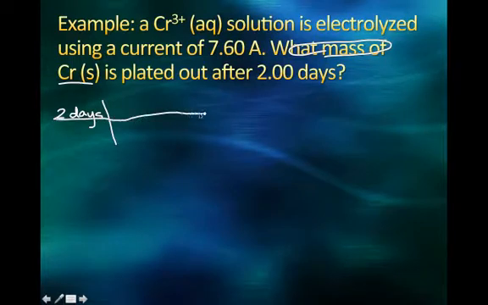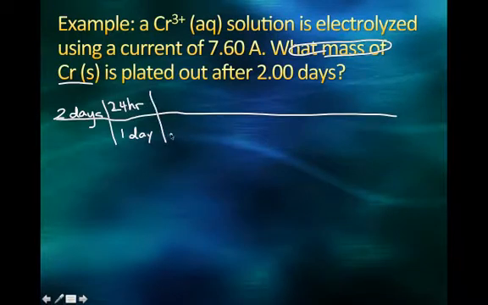1 day is 24 hours, and 1 hour is 3,600 seconds. All right. Now I can use amps for a conversion factor. That's 7.60 coulombs per second. And I need seconds on the bottom to cancel. 7.60 coulombs on top. And now it's time for Faraday's constant.